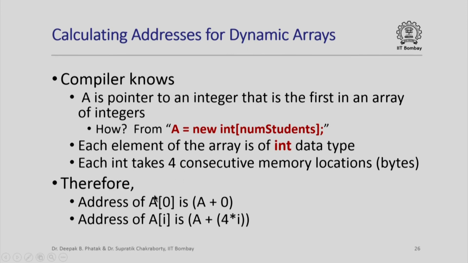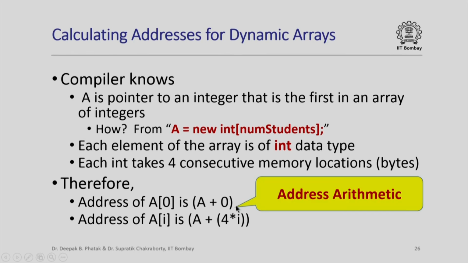Therefore, it is easy to see that the address of A0 will be basically the address that is contained in A plus 0, and in general the address of A[i] would be the address that is contained in A plus 4 times i. Where is this 4 coming from? Because each integer in this array requires 4 consecutive memory locations, takes up 4 addresses. So this is also what is called address arithmetic. We are basically adding and multiplying things here to compute the address, and once we have that address, we can access the right element of the dynamically allocated array.